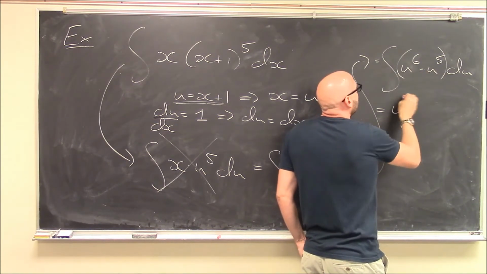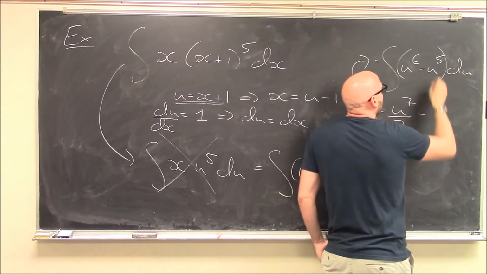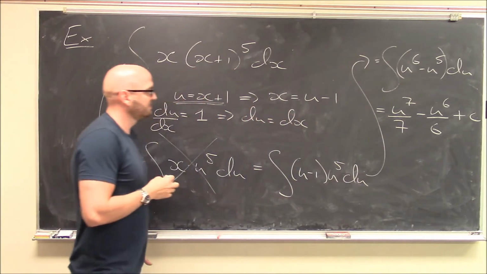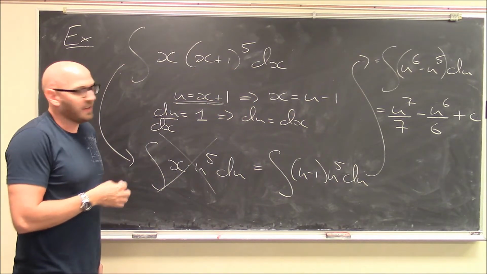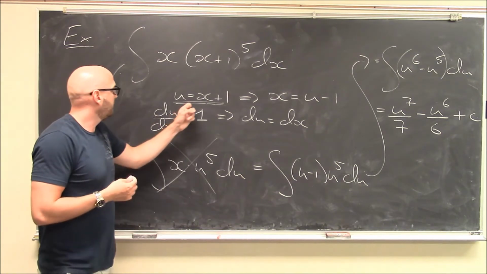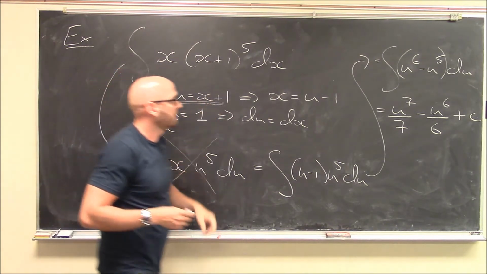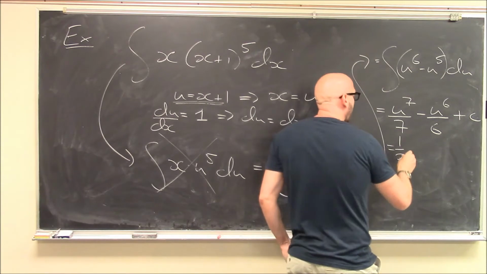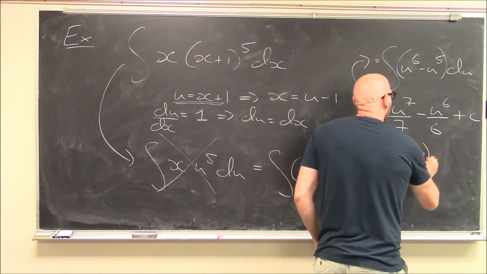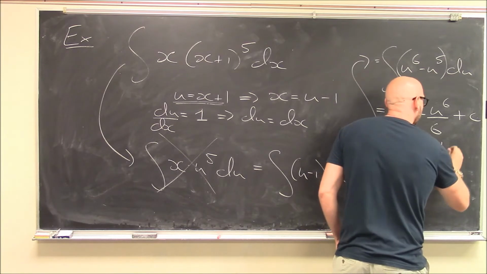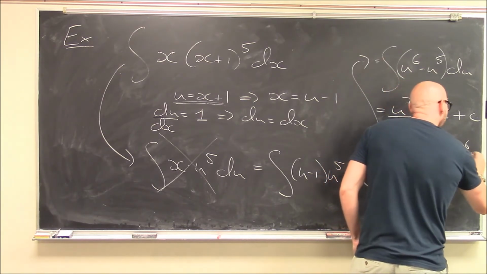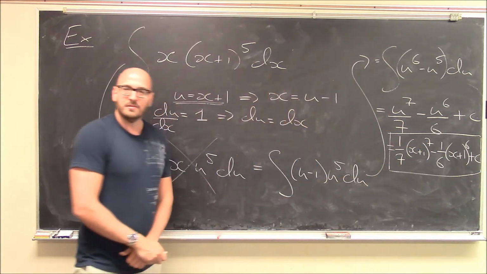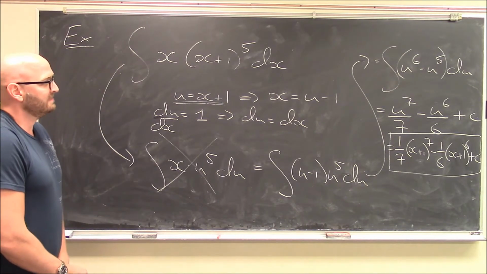Just raise the power by 1: u to the 7th over 7 minus u to the 6th over 6 plus C. And that's the integral. The only thing we have to do is back substitute. Go back to x. So u is x plus 1. And I'm going to write the fractions out front. 1/7 times x plus 1 to the 7th, minus 1/6 times x plus 1 to the 6th, and I can just barely fit it on the board there, plus C. And there's our antiderivative.